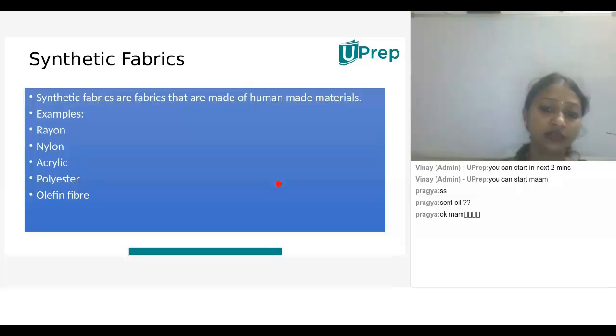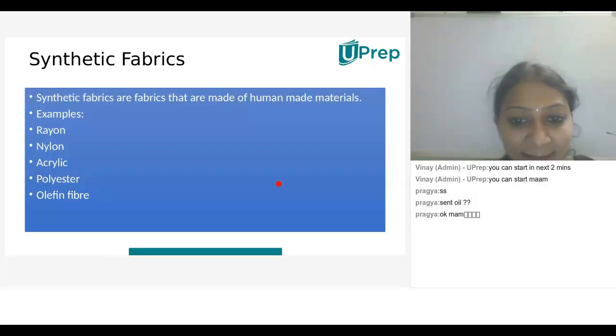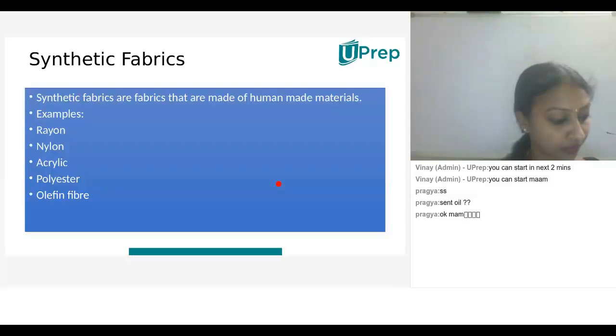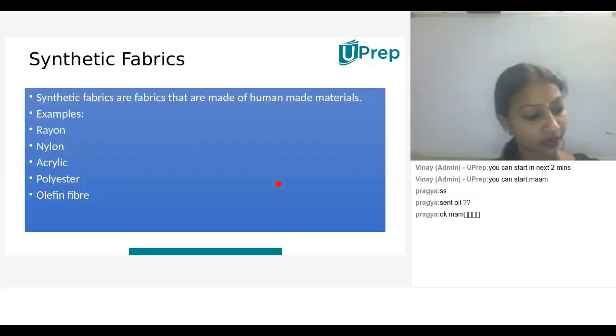Understood this point, children? Ma'am, understood, but can I ask you one doubt? Sure, Neha. Go ahead. Ma'am, can you just read out the last example that you have put in the slide, because I didn't catch it. Olefin fiber. Ma'am, olefin. What kind of material is it? I have never heard about it, so I asked.